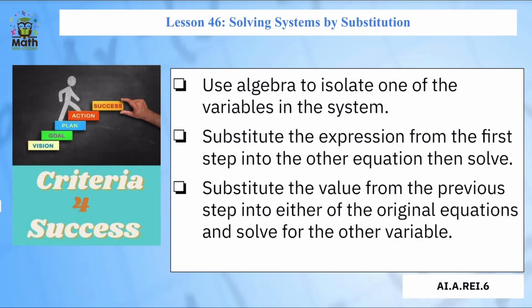Welcome to lesson 46. We're going to learn our second method for solving a system of linear equations, substitution. In this model, you're going to see how we use algebra to isolate one variable, so either solve for x or y, and then we're going to substitute the expression in for the other. If I know what x is equal to, I'm going to take that and substitute it into an equation. And using that, I'm going to solve for the other variable.